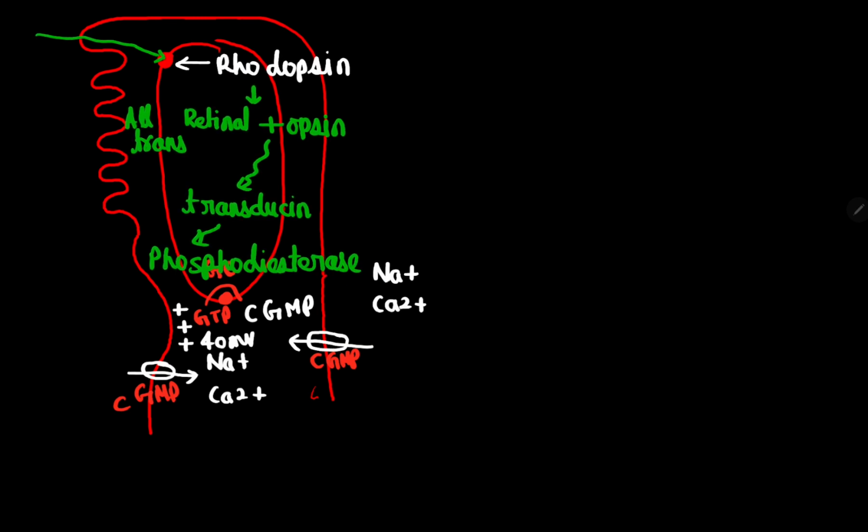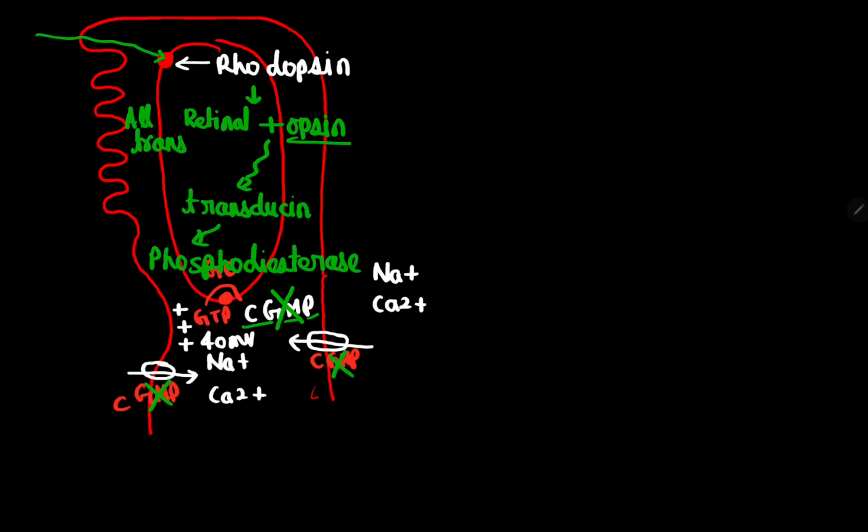Phosphodiesterase enzyme. This phosphodiesterase enzyme will break cyclic GMP. Now what will be the result of that, you tell? Light striked rhodopsin, separated into all-trans retinol and opsin. Opsin activated transducin, and transducin activated phosphodiesterase. Phosphodiesterase immediately broke all the cyclic GMP.